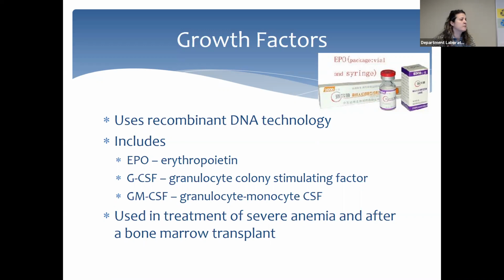And we talked about this before. If a patient has severe anemia, you give them a dose of erythropoietin to stimulate red cell production. And then, like I mentioned, your stem cell transplant patients, they would give them growth hormones as well.